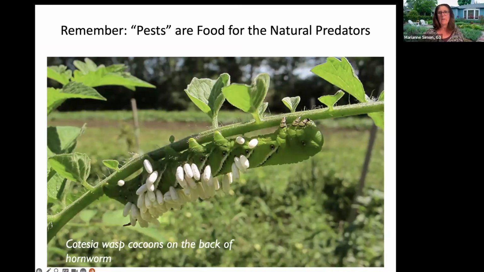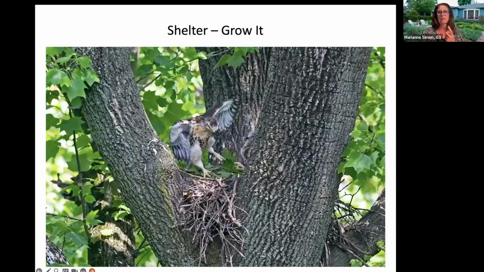We've talked about how pests are food for our natural predators. This is just an incredible image. So you've got a hornworm, which we would definitely consider a pest, eating our vegetables there. And so you've got these little wasps that basically plant their eggs onto this thing, and it eats it from the inside out. This is where we get into the science fiction part.